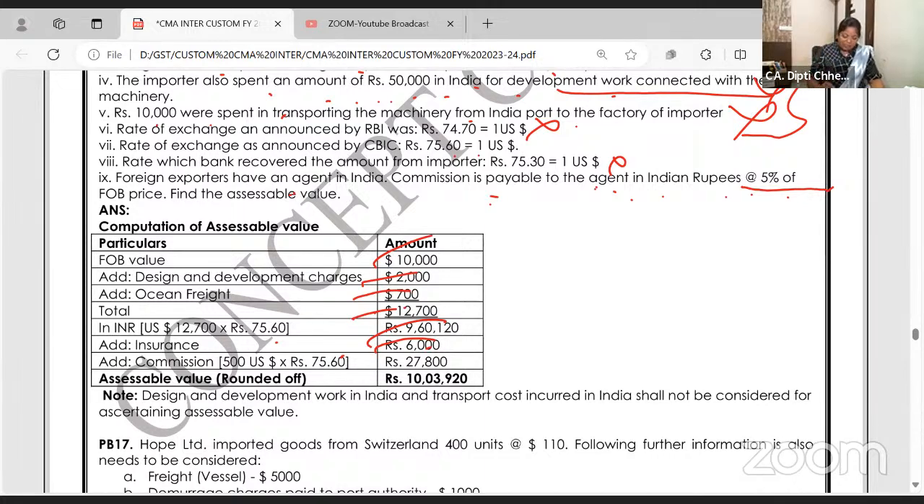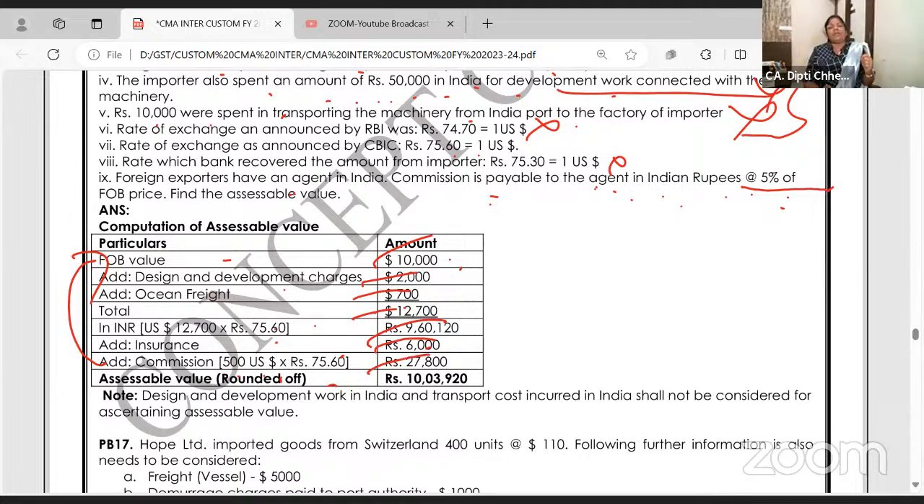Now there are two FOBs. One is the basic FOB. One is after designing, freight, insurance, all. So of the basic FOB, 5%. 10,000 ka 5% is the commission. Ma'am, why did you take this commission? Because it is payable to the agent in India. We have taken it in rupees.